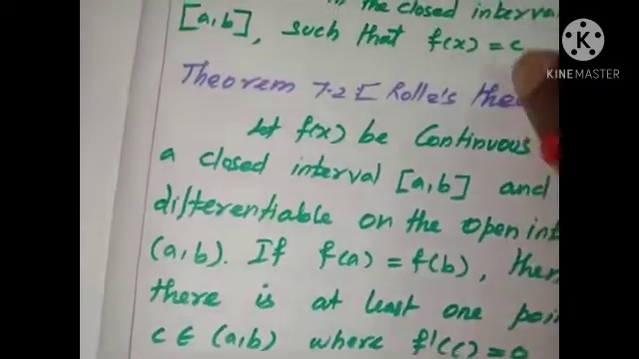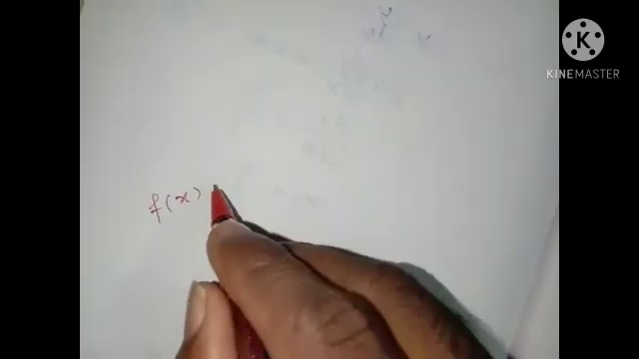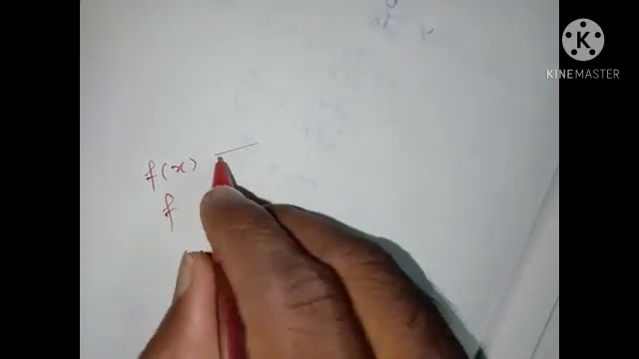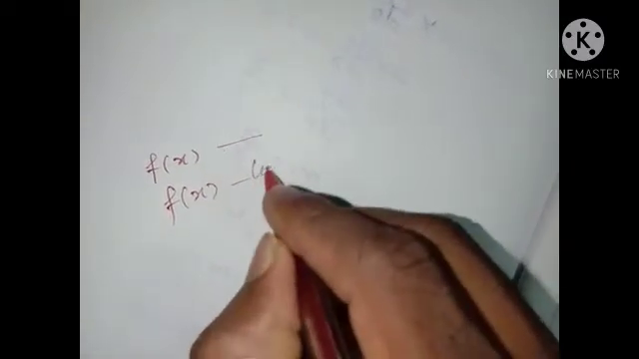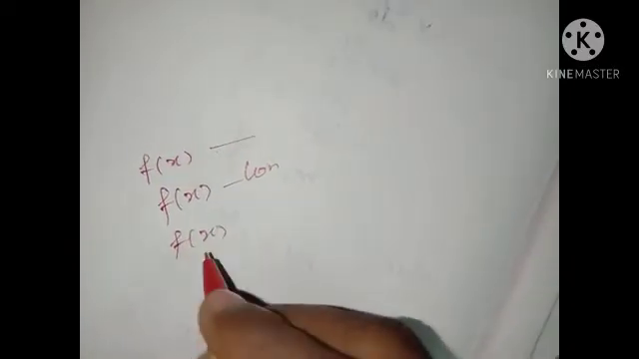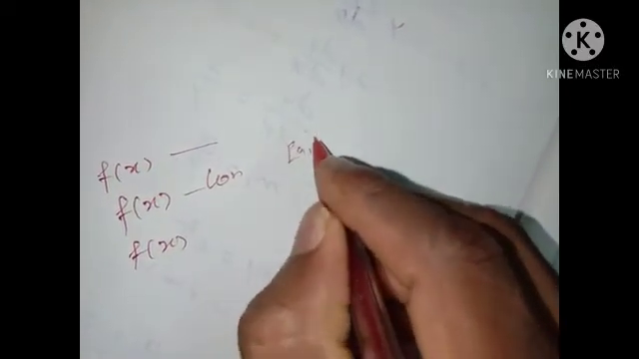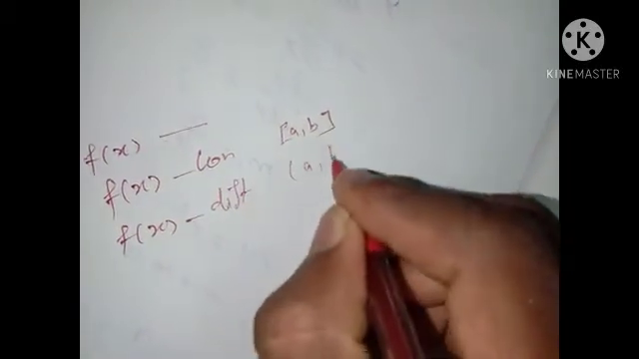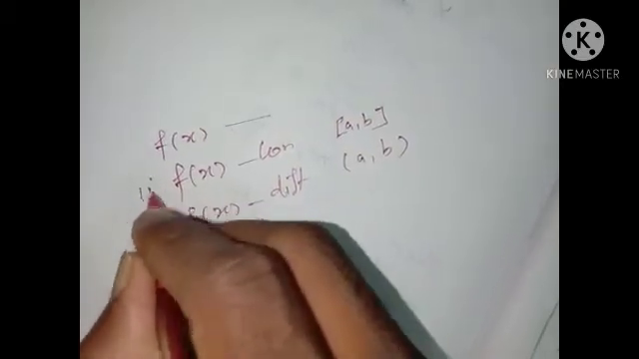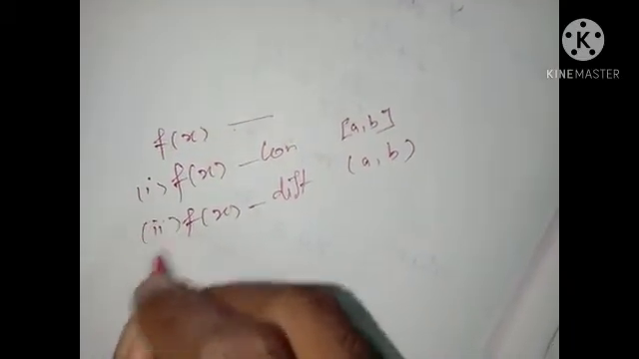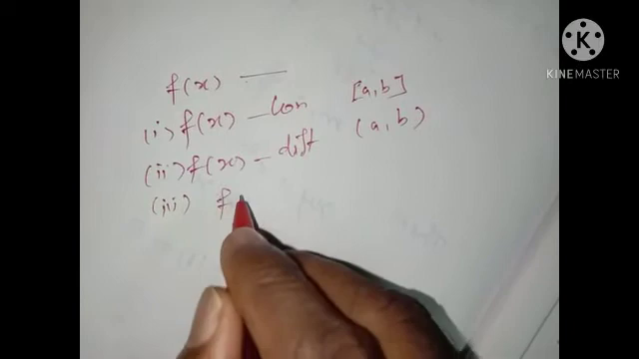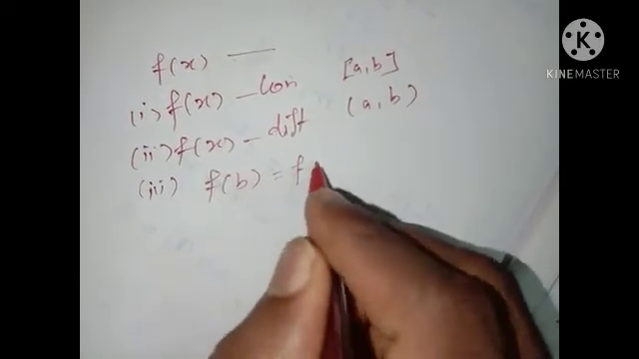Okay, so now see Rolle's theorem. f(x) is a function. f(x) is continuous on the closed interval [a, b], and f(x) is differentiable on the open interval (a, b). First point is continuous, second point is differentiable, and third point is f(b) equal to f(a).